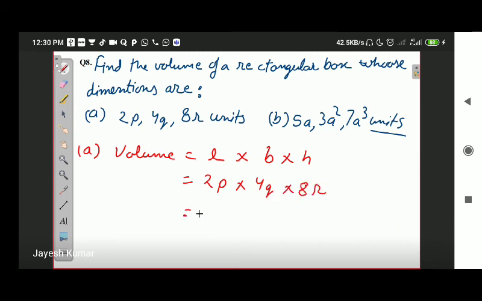So this will be 2 into 4 into 8, which is 64, and pqr as it is. There is no repeated p, q, or r, so we write pqr as it is, cubic units. Cubic units, because the unit of volume is meter cube, centimeter cube, kilometer cube. So that is exercise 6.2.